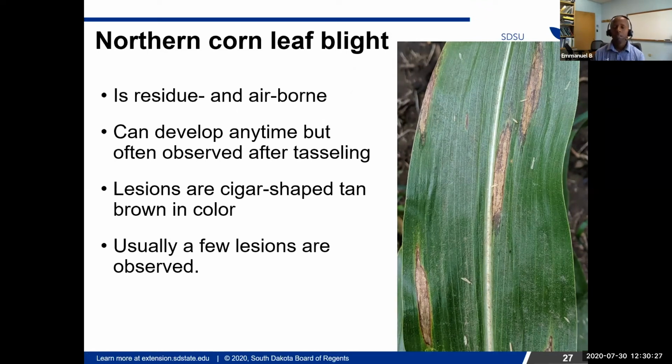So again, this disease is pretty low in terms of its intensity in our corn fields. I have not seen where this disease is so severe that I would have recommended using a fungicide. It's going to come from residue, but also can be blown in from other fields. And so it's going to be promoted by high humidity, frequent rains, where leaves may remain wet for a while, and warmer temperatures. So again, another reason we might see this disease after tasseling.